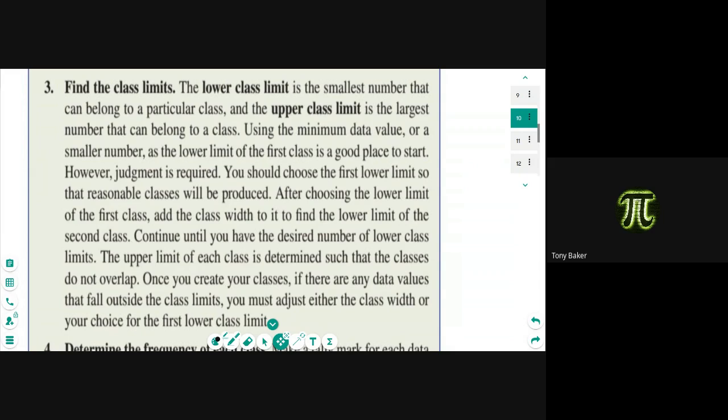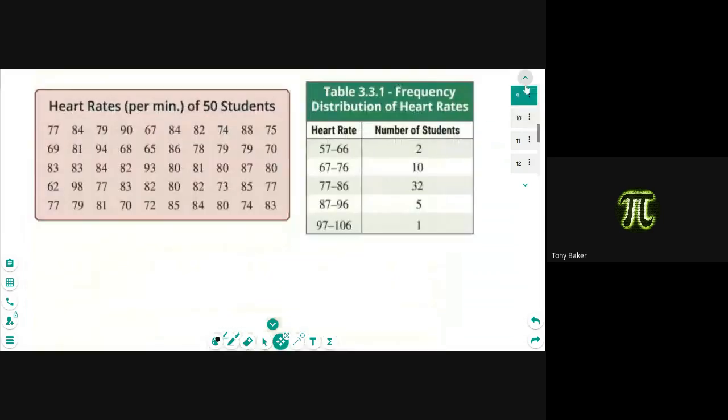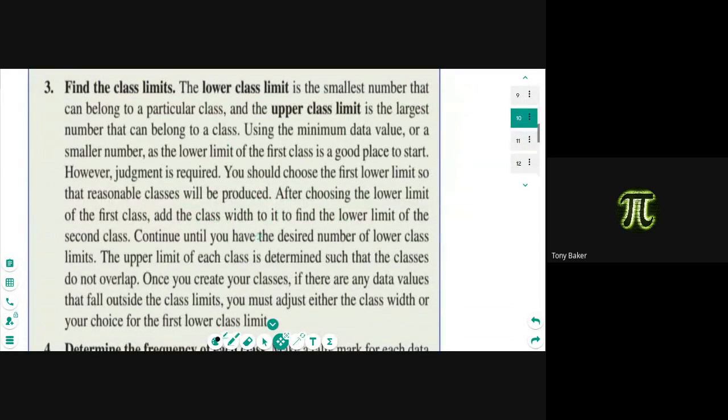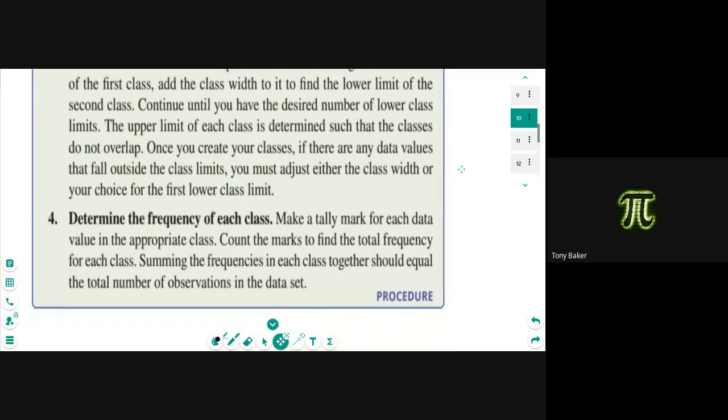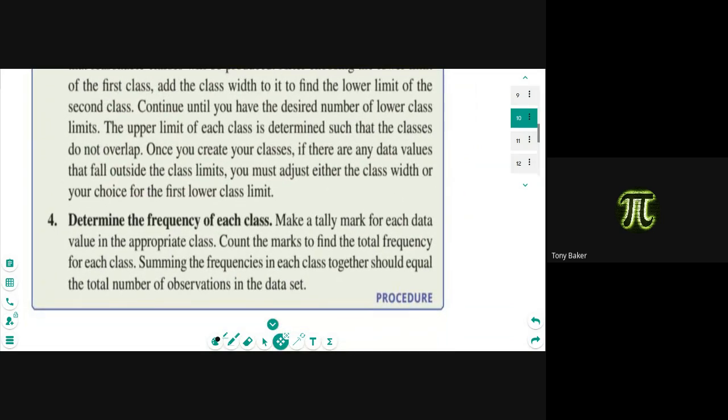So you don't have to choose the lowest number and the highest number when you're looking at your beginning and your endpoints. It's like the heart one, it was 57, but the lowest number here was 62. The upper one went up to 106, but the highest number here is not in the hundreds. I don't see any hundreds in there. It's like 93 or 98. Yeah, because they wanted to keep these to 10. And then once you've come up with your classes, you count how many are in each one.